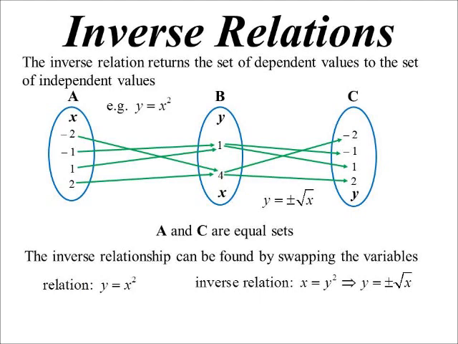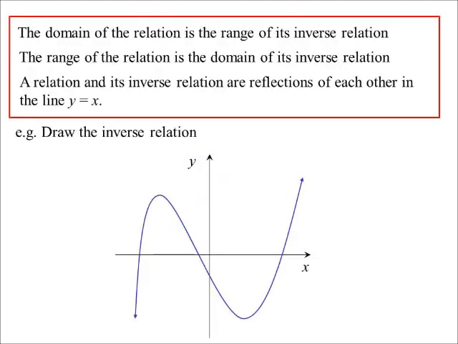So that's how I can find out what relation I would have to substitute into to get back to where I started from. So the domain of the relation then would become the range of the inverse relation, and vice versa. The range of the original one would become the domain of the inverse. Okay? And if you were to draw both on a number plane, there would be symmetry there, but it's in the line y equals x. So if you turned your head 45 degrees, you go, oh yeah, look at that.